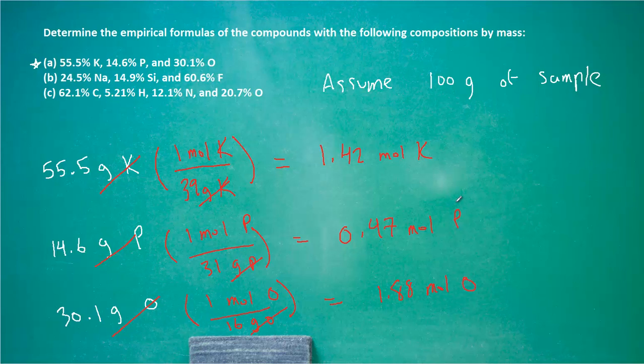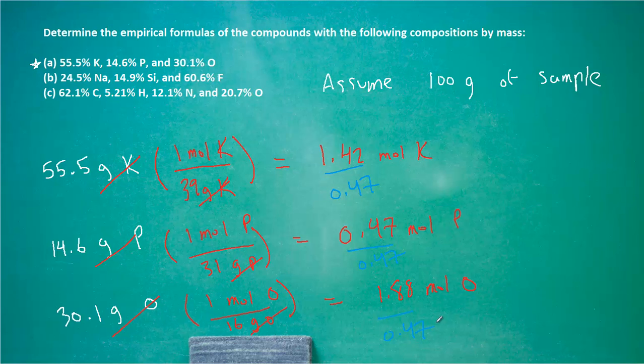Now we're really only one step away from determining the empirical formula, because all we need to do is to convert these numbers into whole numbers. Now the mathematical trick for converting this set of numbers into whole numbers is to divide each one by the lowest of the 3 numbers. So obviously the lowest number of the 3 is the 0.47. So what we can do is divide each quantity by that lowest number, that 0.47.